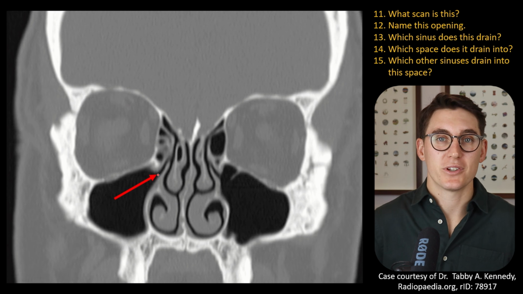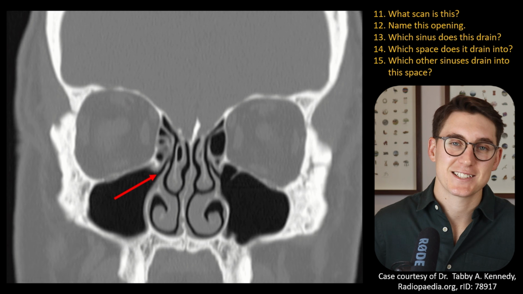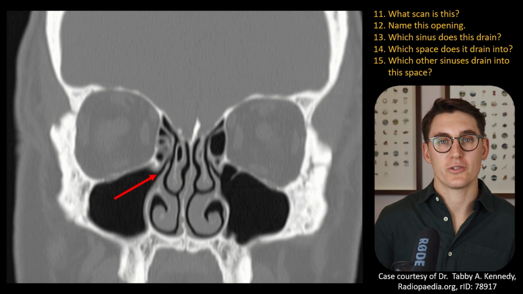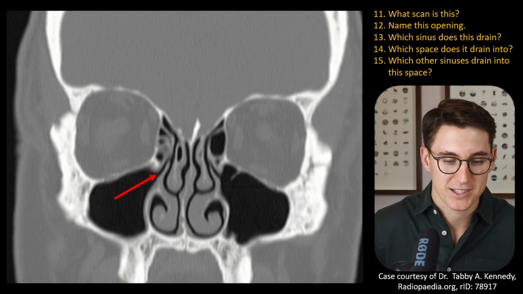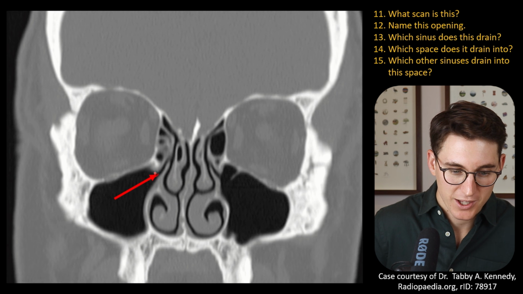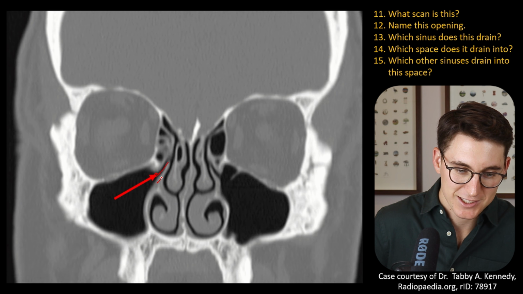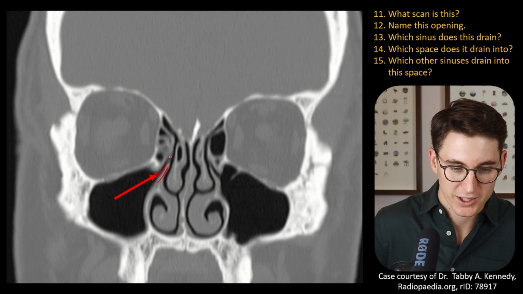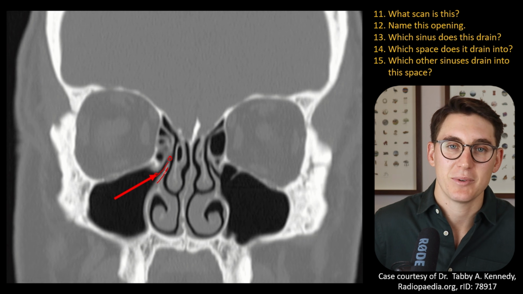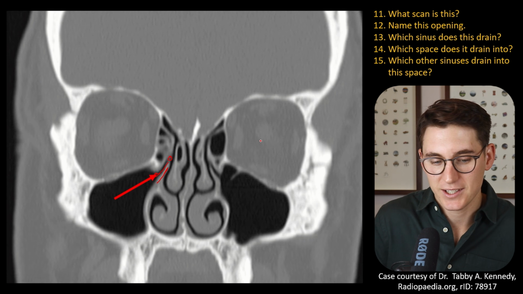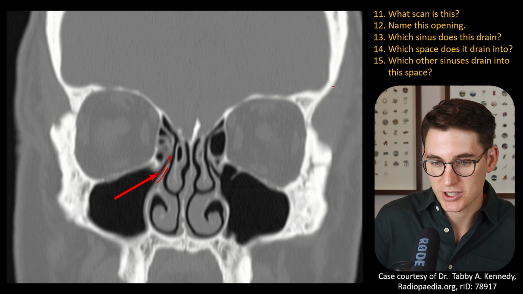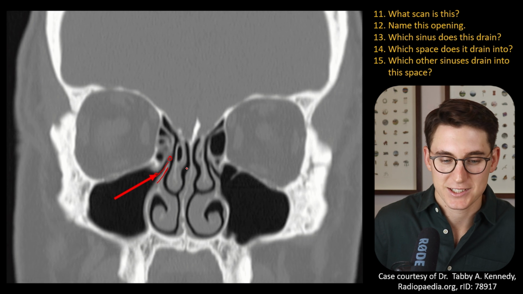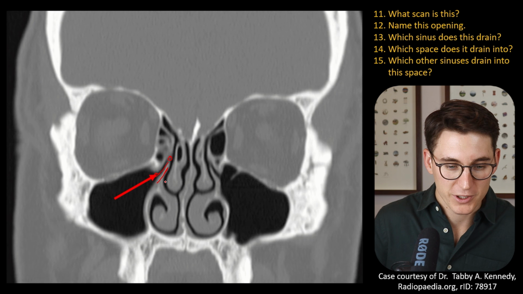Now we're asked to label this opening, and this is what's known as the maxillary ostium, which forms part of our osteomeatal complex. Our maxillary ostium, our infundibulum, this uncinate process making up the inferior border, into our hiatus semilunaris, draining the maxillary sinus. Which sinus does this drain? The maxillary sinus, into the middle meatus.